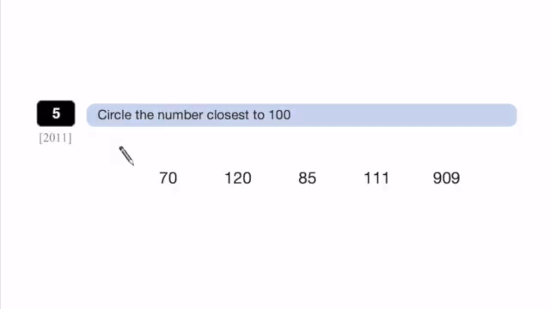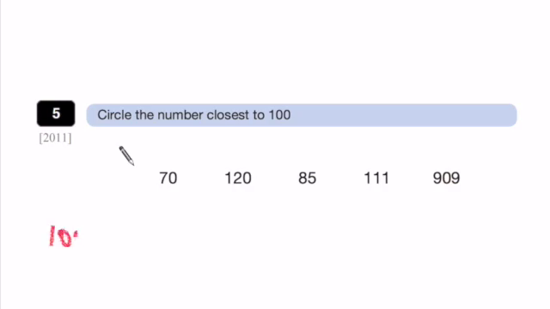Okay, circle the number closest to 100. Right. Press pause if you know what to do, otherwise you can watch. Right, this is what I'm going to do. So, if you look at this, 70.